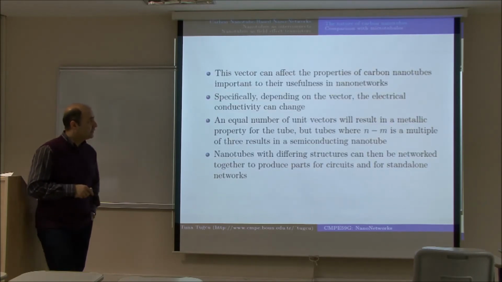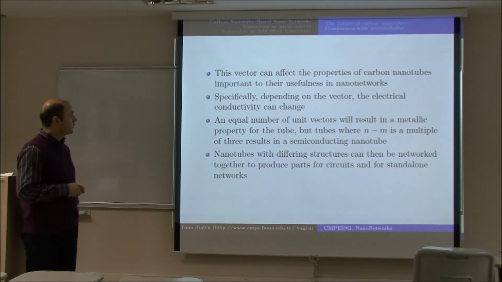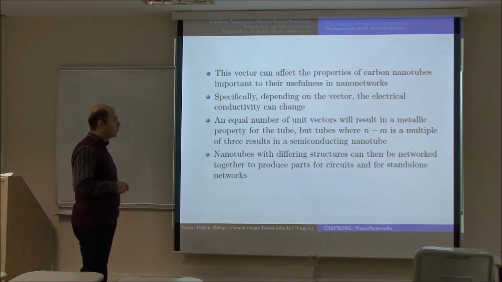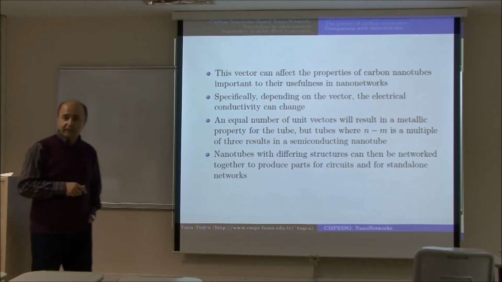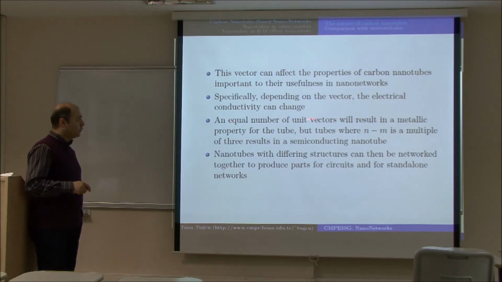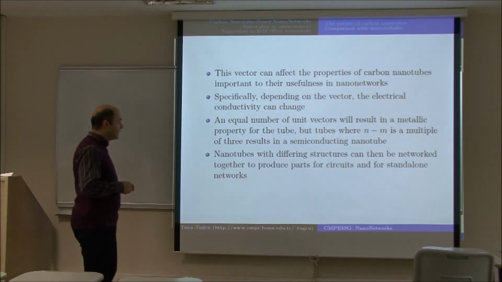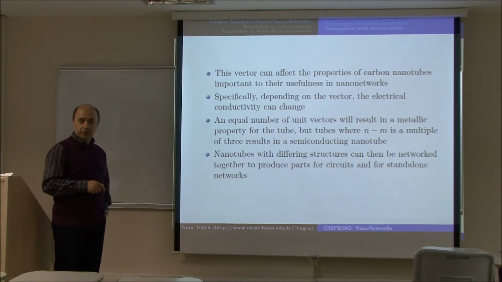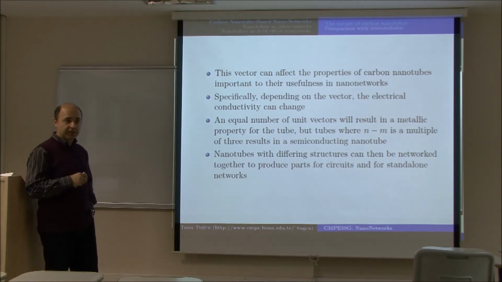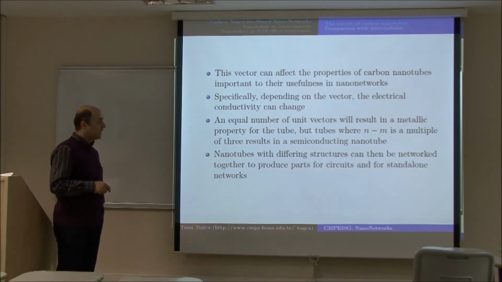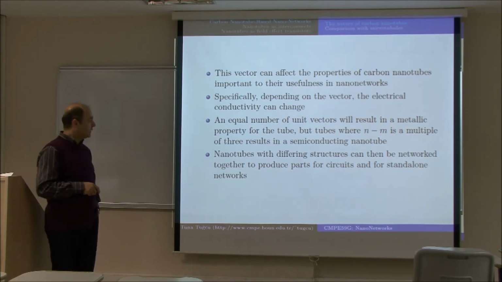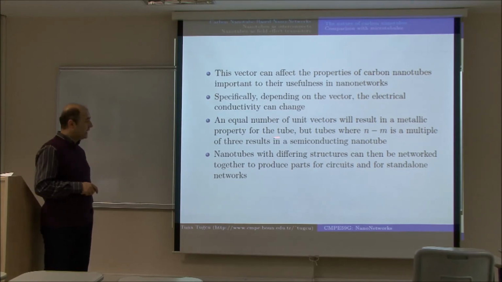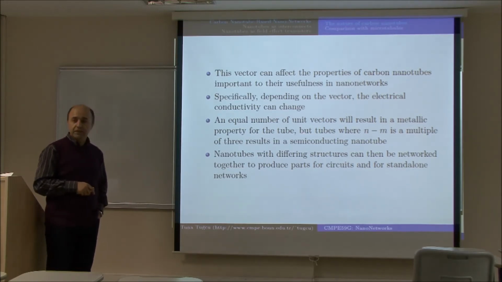So this vector can affect the properties of carbon nanotubes, and specifically, depending on the vector, the electrical conductivity, which is of more importance to us, will change. An equal number of unit vectors will result in a metallic property for the tube, so it will be a very good conductor, whereas if the difference between n and m is a multiple of 3, in that case it will end up with a semi-conducting nanotube.